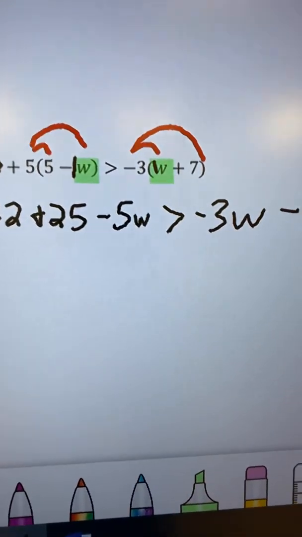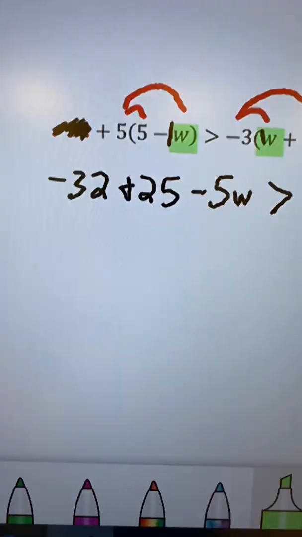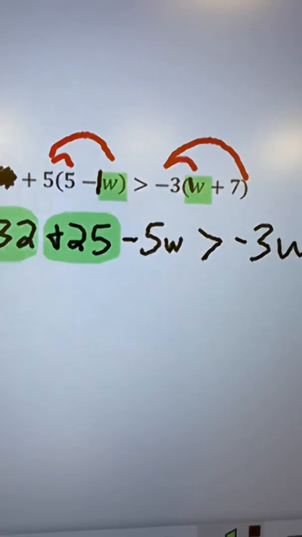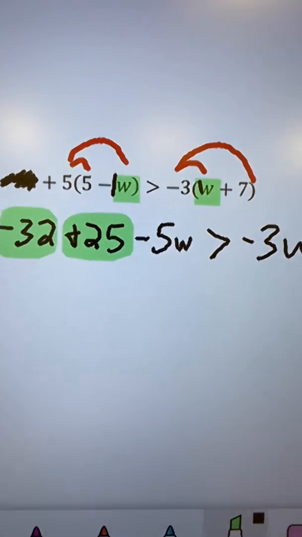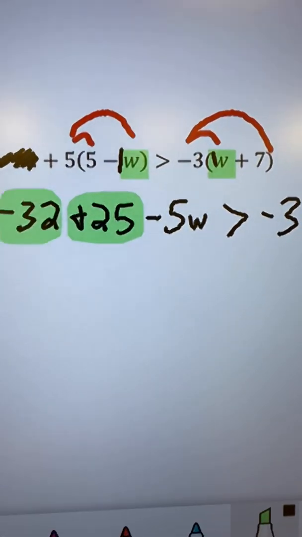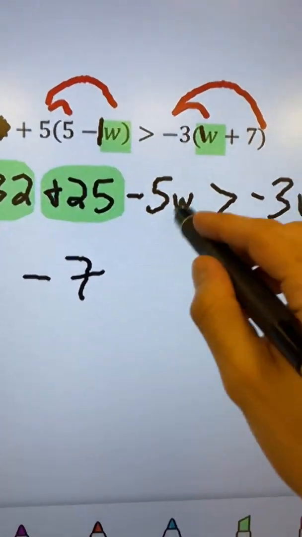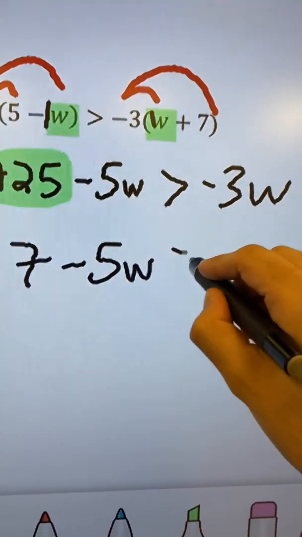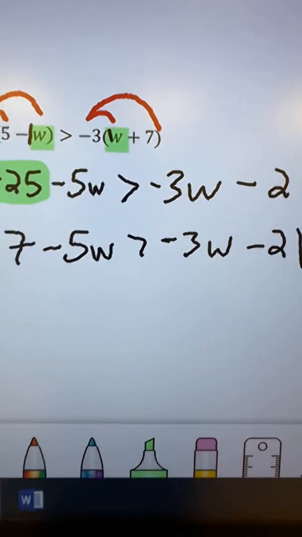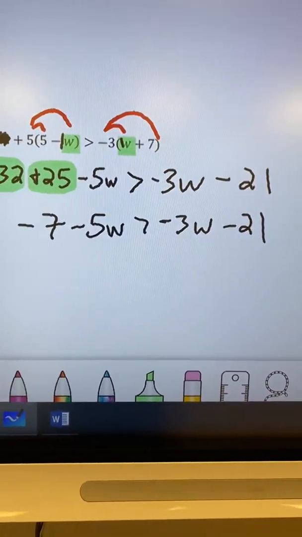So we're getting closer. Now what I'm going to look for is some like terms. I can see that these two numbers here are like terms, and those are on the same side. So I'm going to start with that first: like terms on the same side. Negative 32 plus 25 is going to give me negative 7. Then I'm going to bring down the rest: minus 5W greater than negative 3W minus 21. And again, you can see we're getting fewer terms every time, so it's getting closer and closer to our solution.